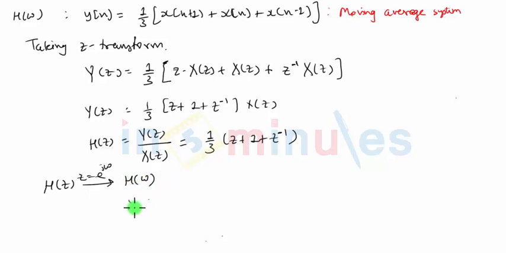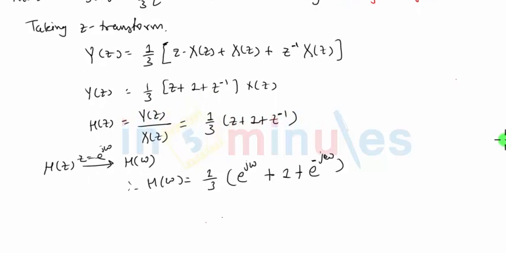So let's do that. H of omega will become, I'll replace z with e raised to j omega everywhere in the expression of H of z. So z becomes e raised to j omega, plus 1, plus z inverse becomes e raised to minus j omega because of the negative power. So that's my H of omega.